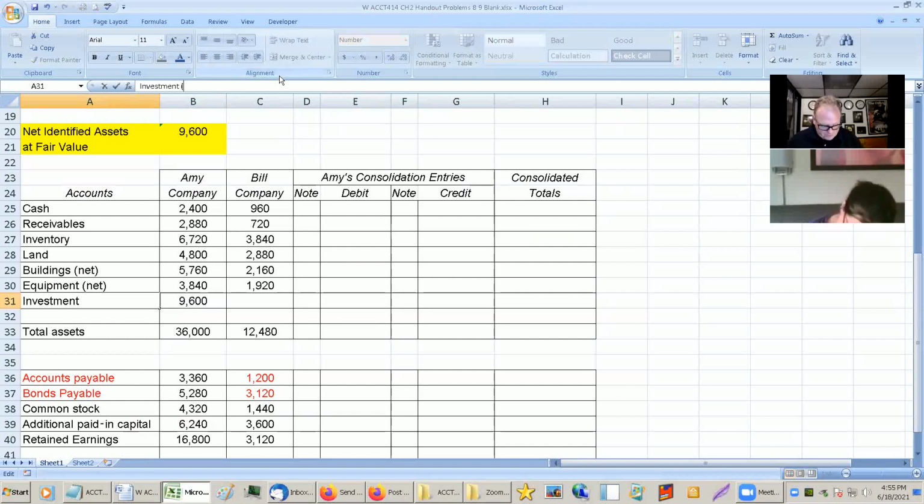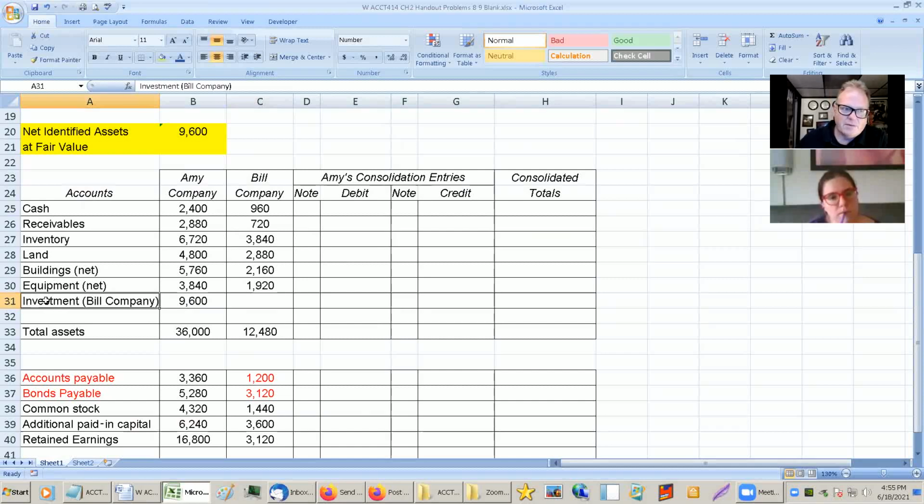Right. Because that was what they paid, the $9,600. So if we consolidate all of Bill's assets and liabilities and all that, and we still have this on the books, we're going to be counting Bill twice. So Bill will be here, and we'll have Bill all here.